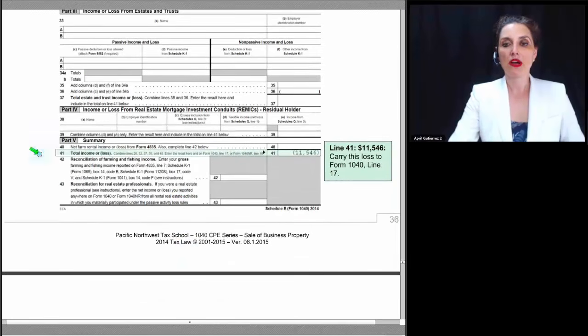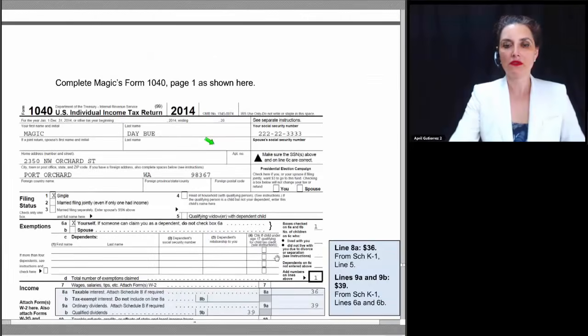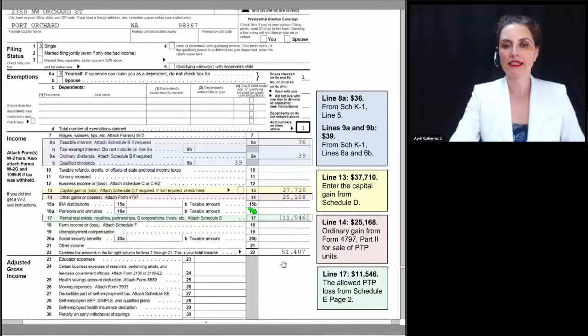And then on line 41, we complete the amount that is going to be allowed, and this will, of course, carry to Form 1040 and get plunked right down here on line 17.